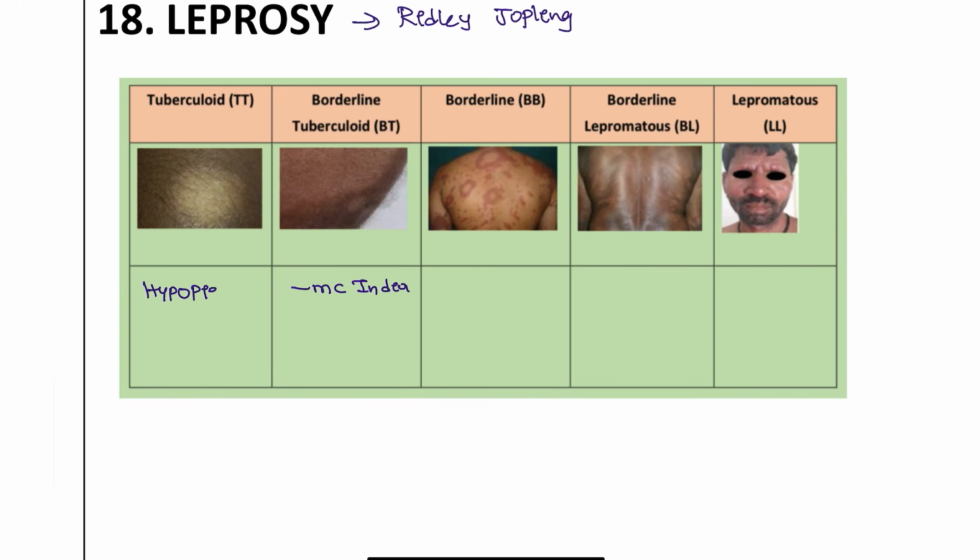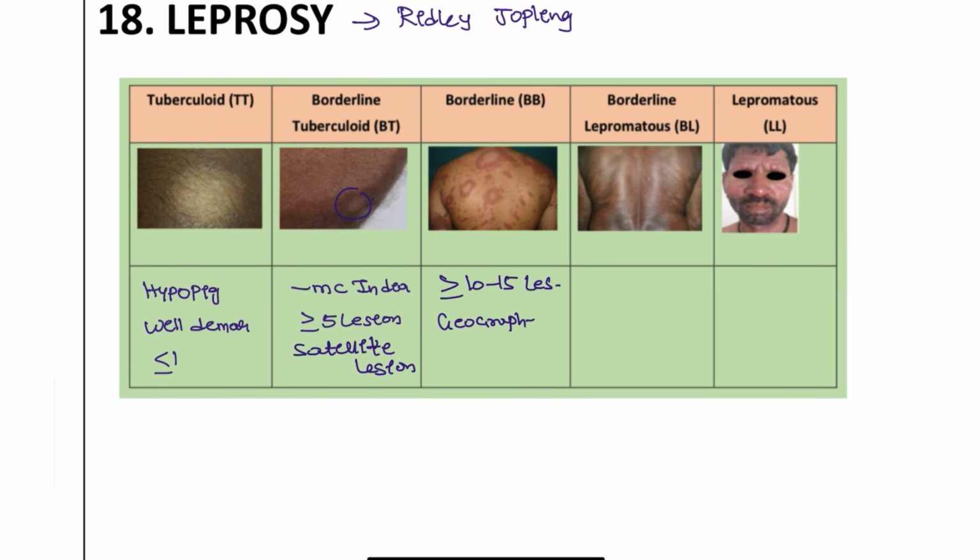This is hypopigmented and well demarcated, and the lesions are less than 5. Next, here the lesions are more than 5, and there will be satellite lesions. Here you can see the satellite lesions. And borderline is going to have more than 10 to 15 lesions, and it is known as geographic lesions. These are the geographic lesions.